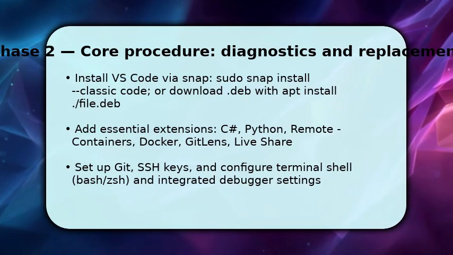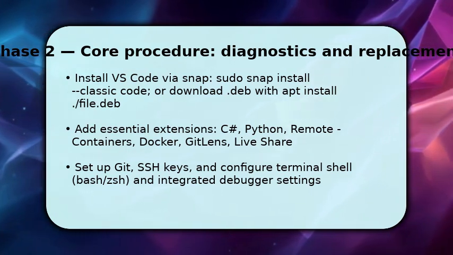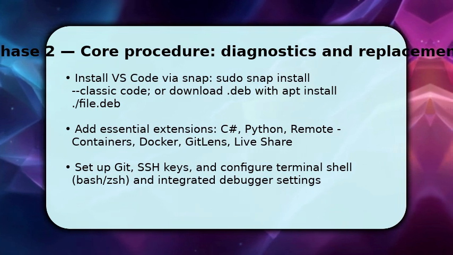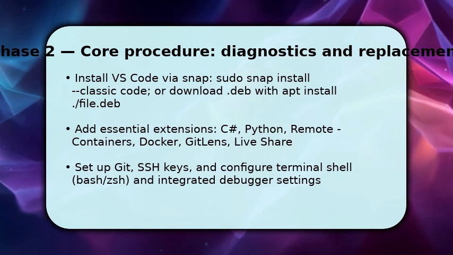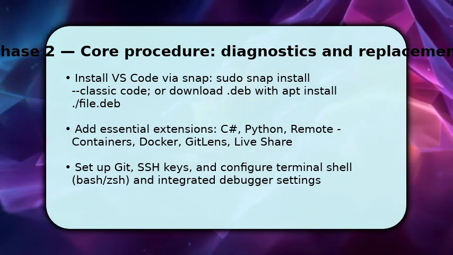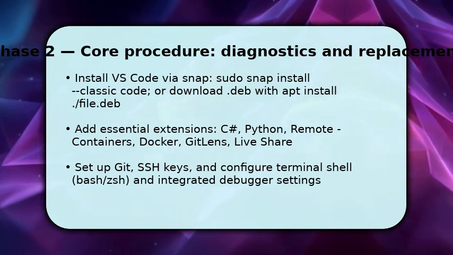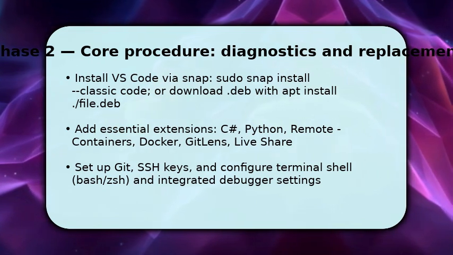Now configure the editor and extensions so development flows smoothly. Install VS Code with Snap or Deb and then add language and remote extensions to match your stack. Once extensions are present, configure Git and generate SSH keys so cloning and remote work won't block you. Make sure to set your default shell and adjust integrated terminal profiles because consistent terminals reduce context switching.